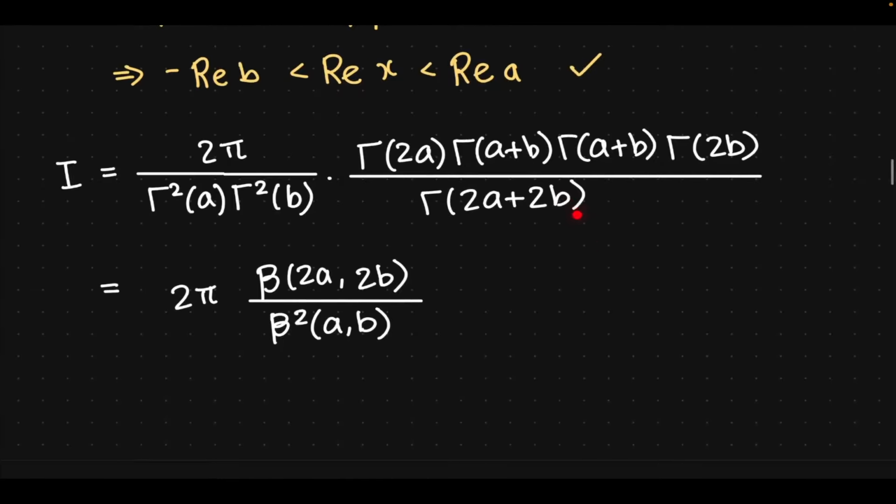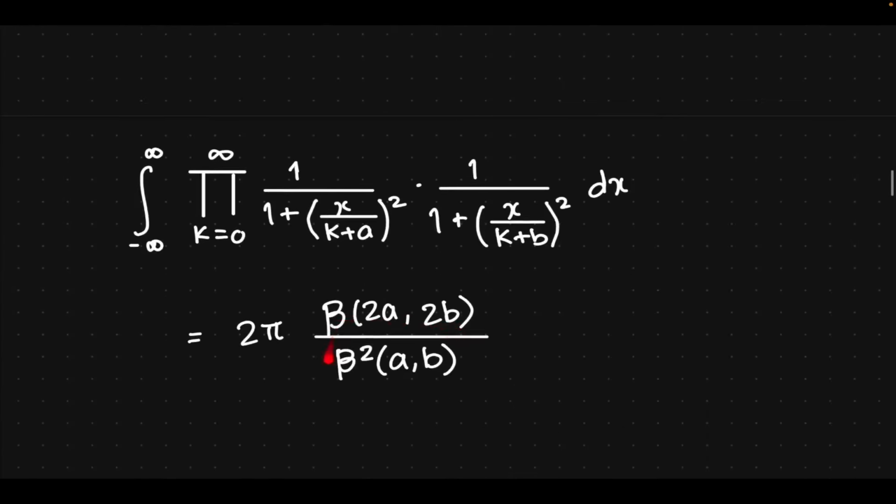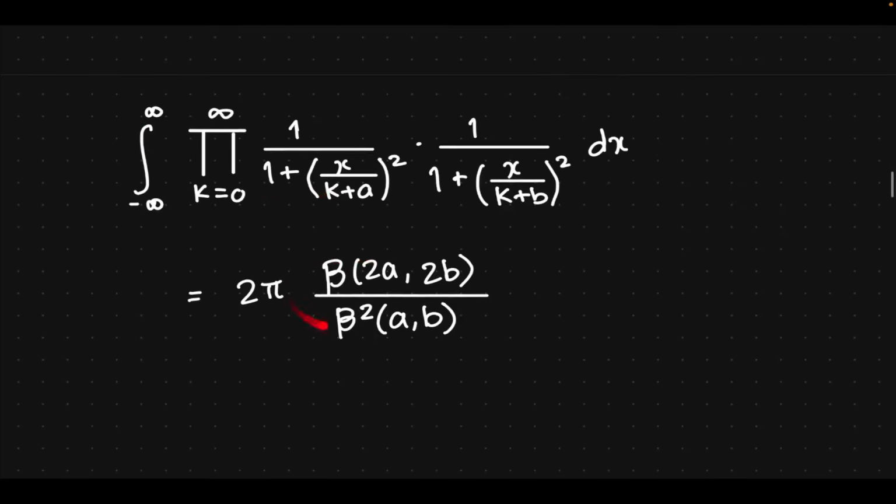And we can just use the relation between the gamma function and the beta function to rewrite this as 2 pi times beta of 2a comma 2b divided by beta squared of a comma b. And that's it. It's a very, very nice compact result because this integral had an infinite product and it was an improper integral from minus infinity to infinity, the entire real line. And you basically just get this nice compact form in terms of the beta function, just out of nothing. All thanks to the brilliant first Barnes lemma.